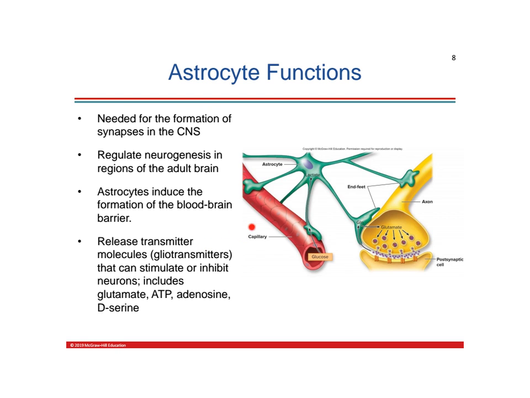And actually, astrocytes can release transmitter molecules. These are called gliotransmitters rather than neurotransmitters. And they can stimulate or inhibit neurons. And the types of molecules that we're talking about would be things like glutamate, adenosine triphosphate, or ATP, adenosine, and D-serine.